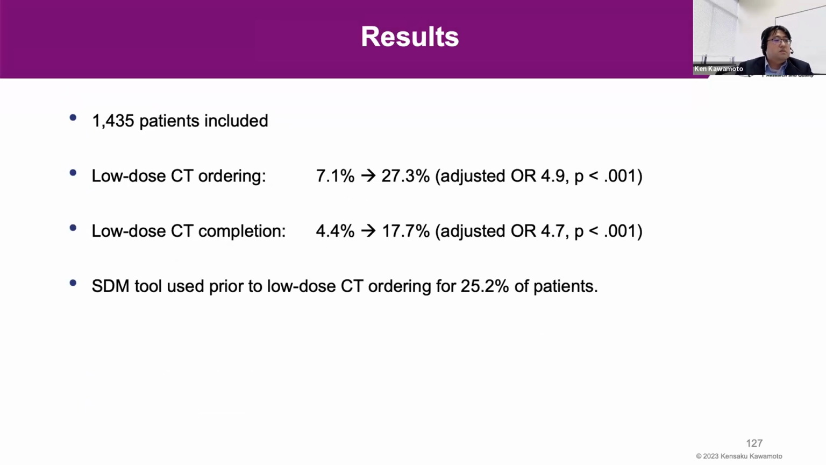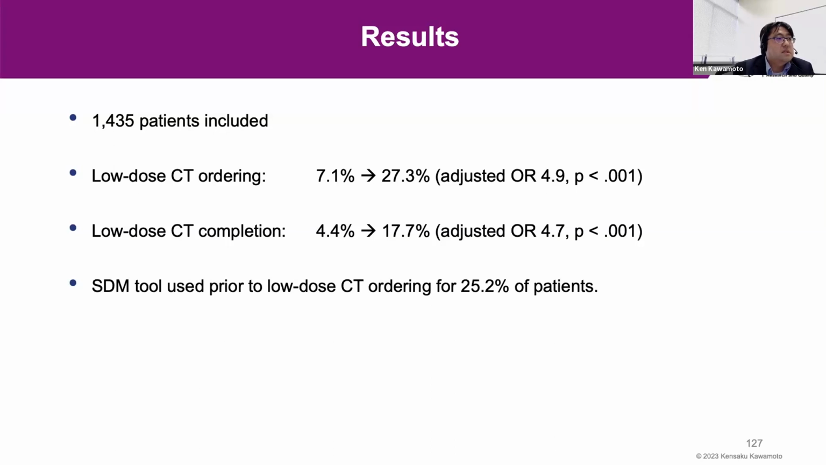So results, we included about 1,500 patients. Low-dose CT ordering increased from 7% in the baseline period to 27%, so about a 4-fold increase with an adjusted odds ratio of about 5. Low-dose CT completion increased from 4.4 to 17.7%. Interestingly, though, we found that SDM tool use prior to the low-dose CT ordering was only for about a quarter of patients, and I'll discuss that a little bit later.